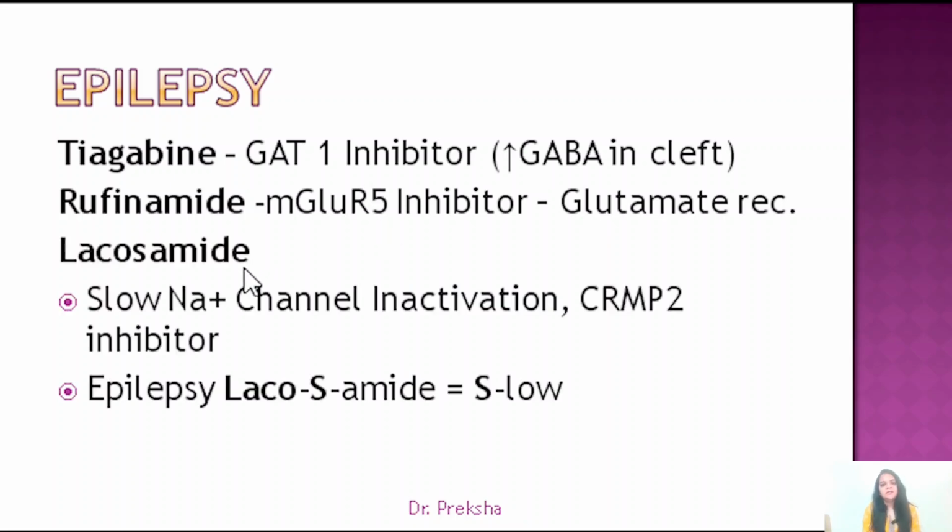Now another drug is lacosamide. Other drugs in epilepsy act on fast sodium channel inactivation. Lacosamide acts on slow sodium channel inactivation. Lacosamide is also a CRMP2 inhibitor. So lacosamide is used in epilepsy, and lacosamide has S, so it is a slow sodium channel inactivator. This way you can remember the drugs.